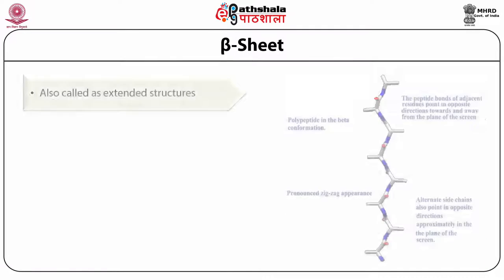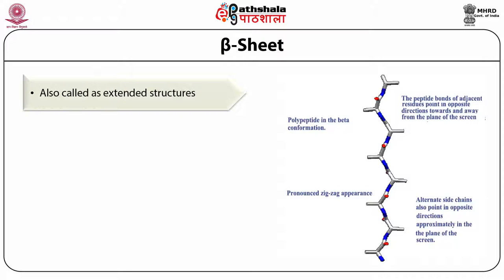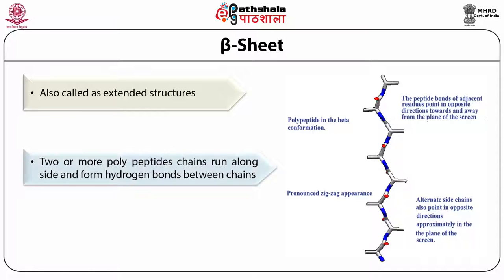Beta sheets. Beta sheets are also called extended structures. A beta sheet generally by itself does not exist. Two or more polypeptide chains run along side by side, and the hydrogen bonds are formed between the two chains. There are 3.5 angstroms between the residues, and in the beta sheet, two consecutive side chains are opposite to each other. And similarly, two carbonyl groups are opposite to each other. So the carbonyl group and side chain of the same amino acid are perpendicular to each other.